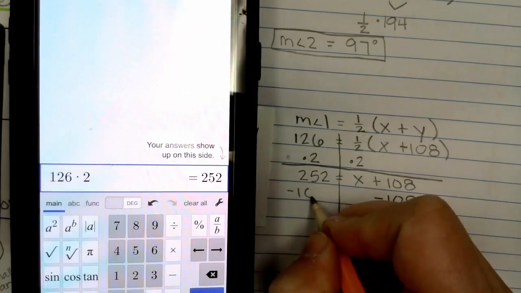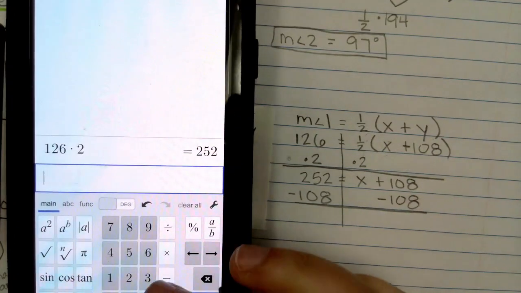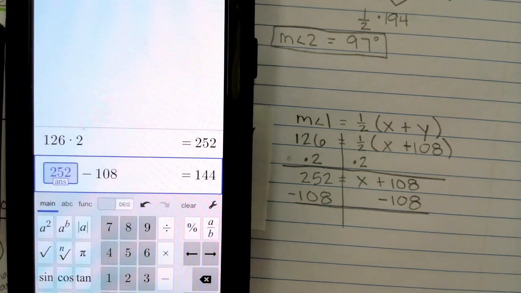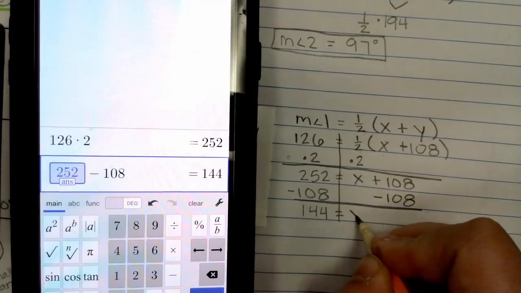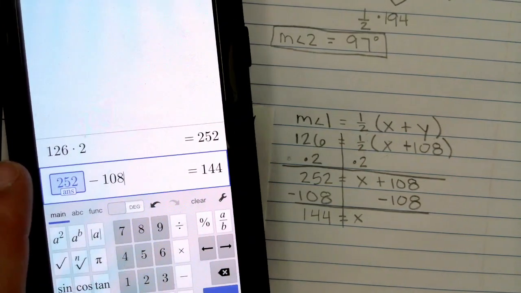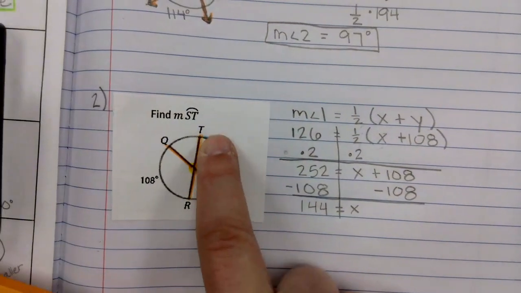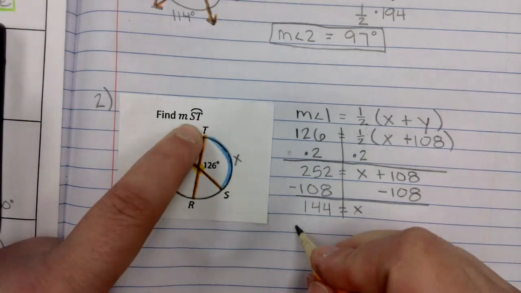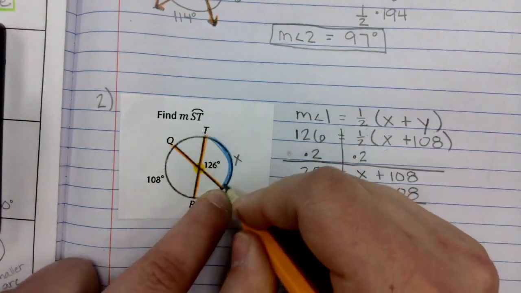So 252 minus 108, and we get 144 equals x. Which, if we look back at our picture, let's just double check that that's what I was asking for. That was this part here, where we put x. Is that our ST, our arc? Yep, that's where we put the x, the arc of ST. So the measure of arc ST is 144. We do need to label it.